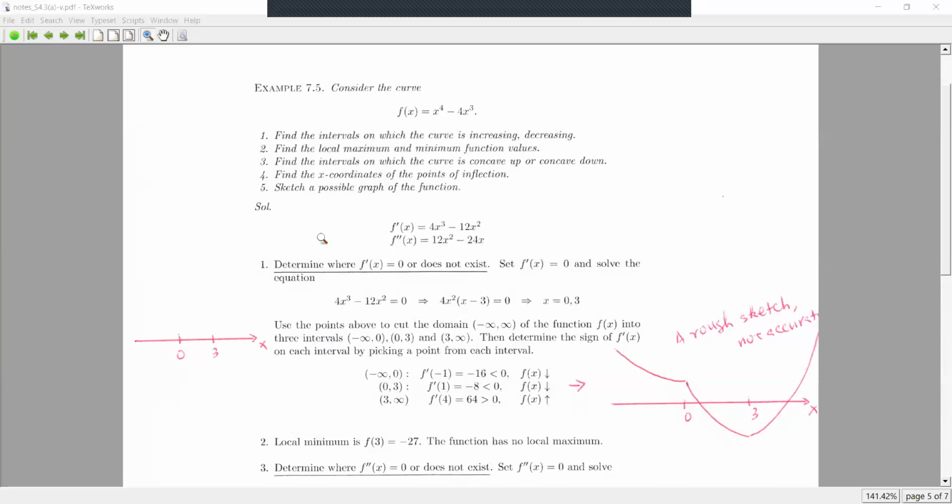So the answer to the first question, find intervals on which the curve is increasing or decreasing: over this interval, the curve is decreasing. On this interval, also decreasing. On this interval, the curve is increasing. Second question. Find the local maximum and minimum function values.